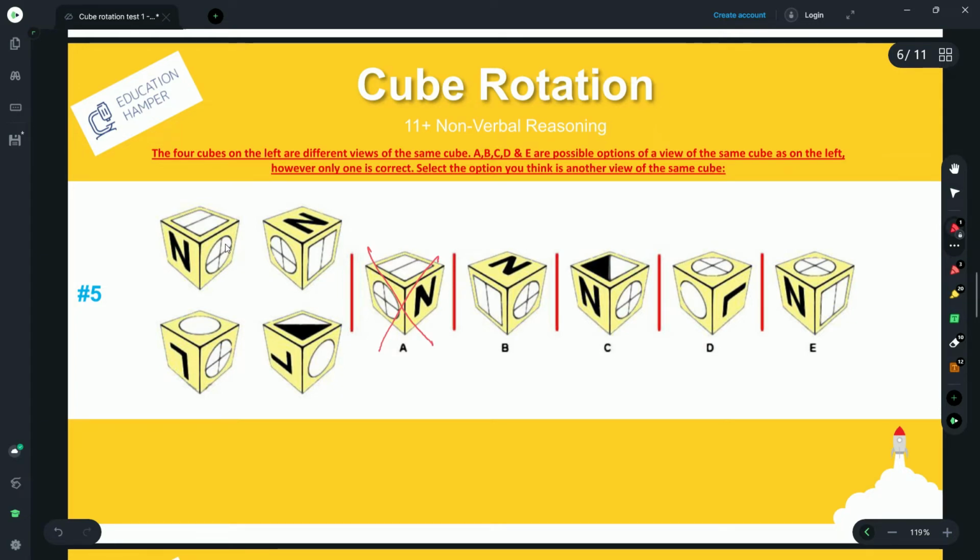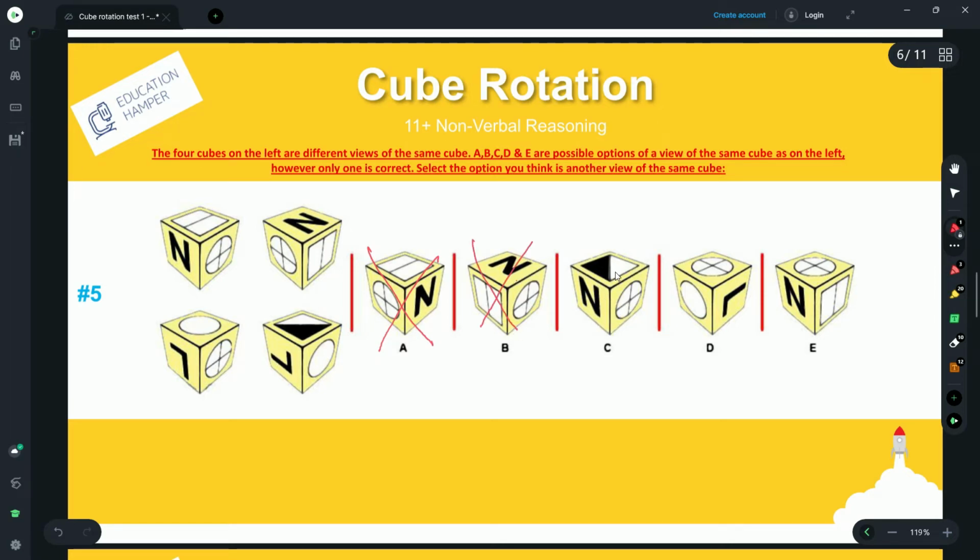However, this square should be at the top and N should be at the bottom, so it would match this shape here. So here's another one of those tricky ones where the faces are on the incorrect letters, or the shapes are on the incorrect faces. So we can remove that one.